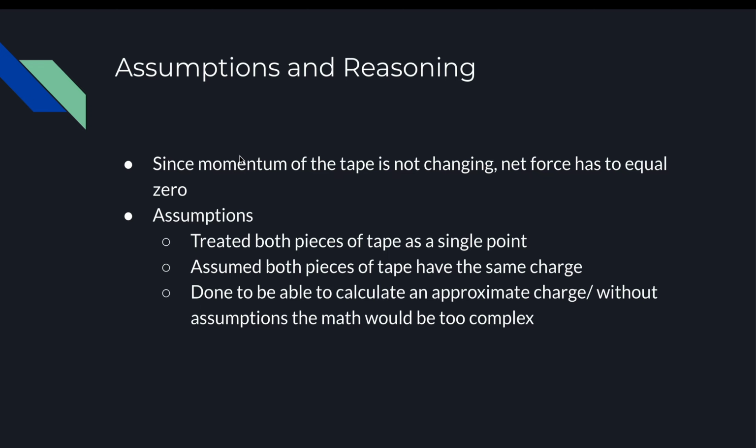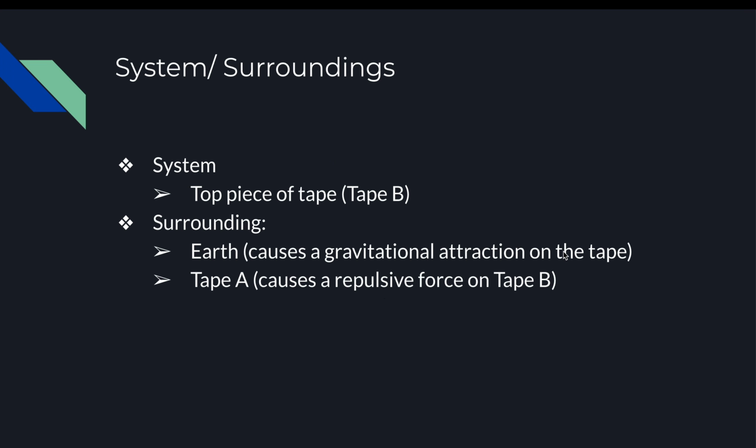So assumptions and reasoning. We can set the two forces equal to each other because the momentum's not changing. And then some assumptions. We treat both pieces of tape as a single point, and then we assume both pieces of tape have the same charge, which isn't accurate, but we're going to assume that. We do this because we don't want to make the math too complicated, and it's easier to do this way. And then we'll still get an approximate charge, which is fairly close.